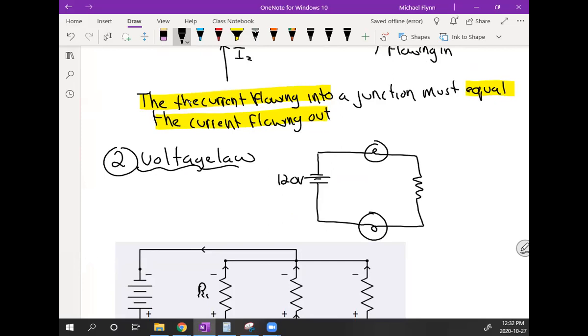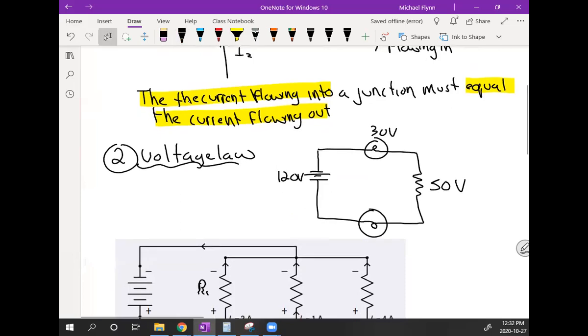Let's say this light bulb drops 30 volts. So that's how much energy it uses per charge. Let's say this one drops 50 volts. Okay, and my question for you is, what's this missing voltage down here? Well, here's the voltage rule.